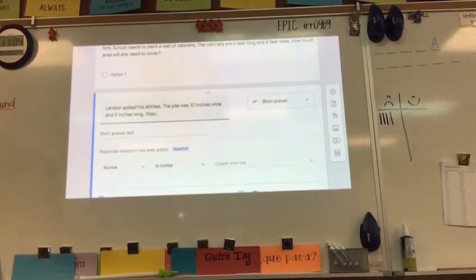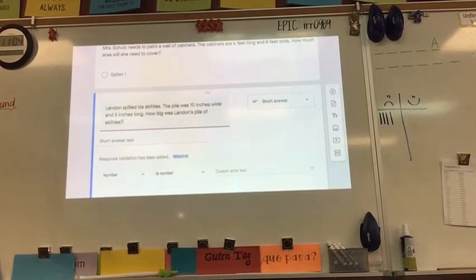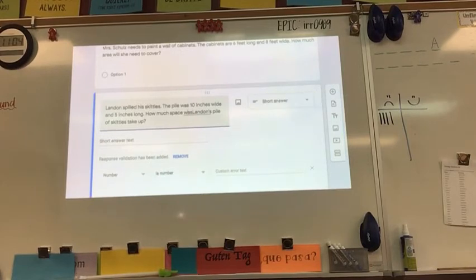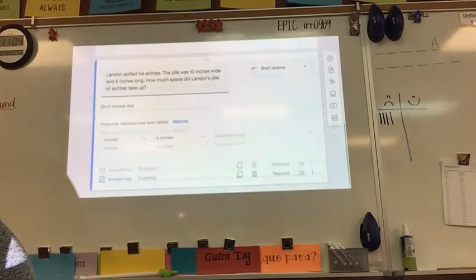How big was Landon's pile of Skittles? Or should I say, how much space did it take up? How much space did Landon's pile of Skittles take up? I like it, I like it. I'll take one more example of an area problem, Hadley.